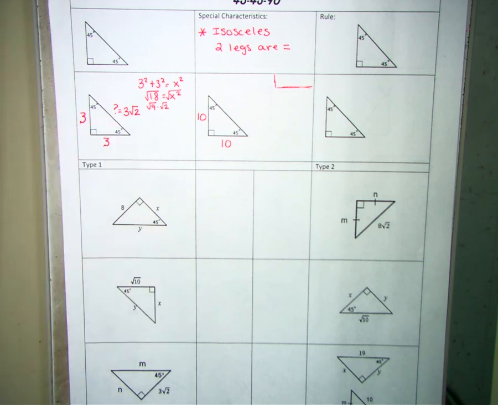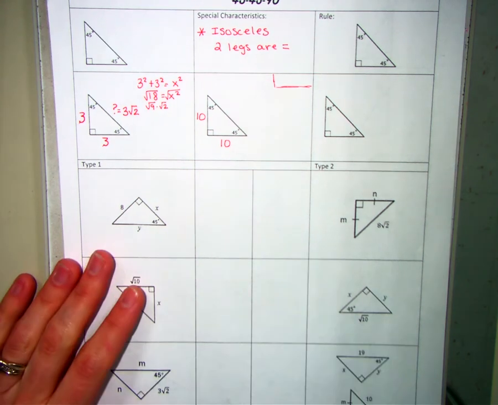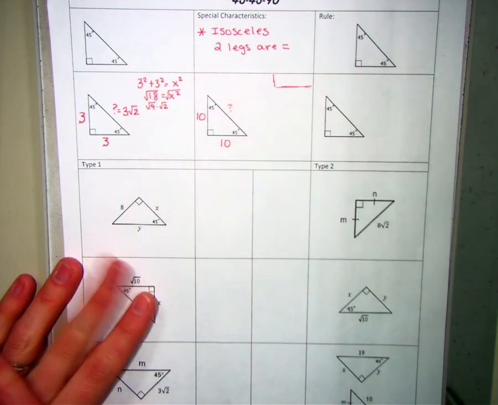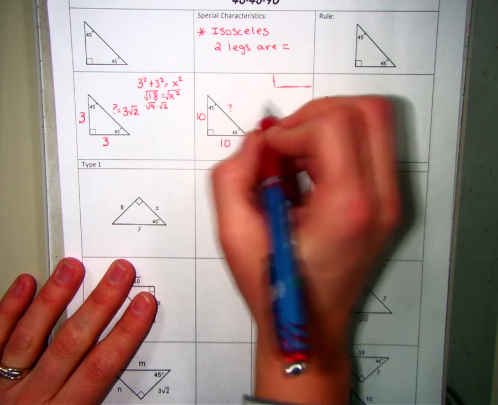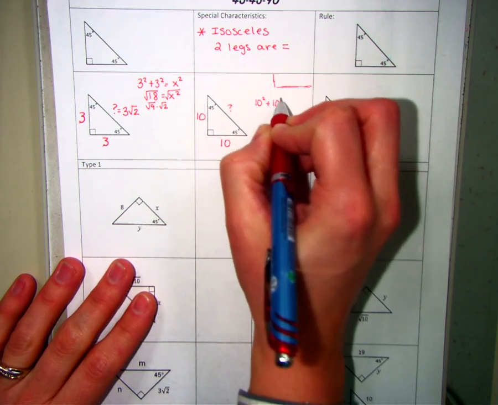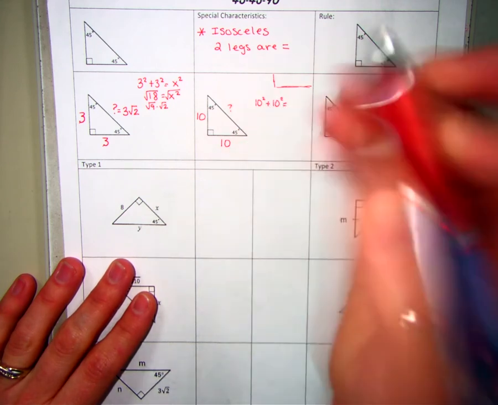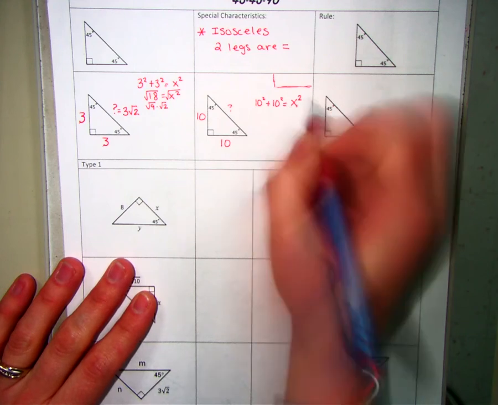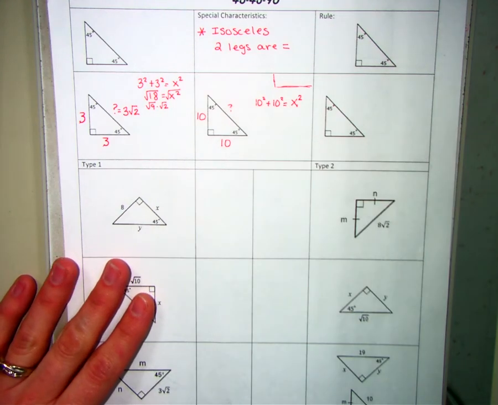Because when you see a pattern, sometimes you just ask the teacher, like, is this always going to be blank? Well, let's figure it out. Okay? So we have a guess up here. Now let's figure it out. So I've got 10 squared plus 10 squared equals, and then x squared or c squared, whatever you want to write down. What's 10 squared plus 10 squared? 200.